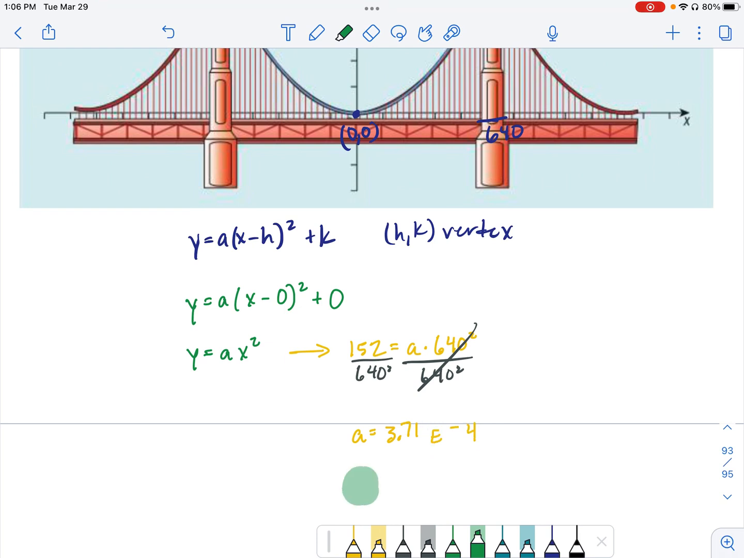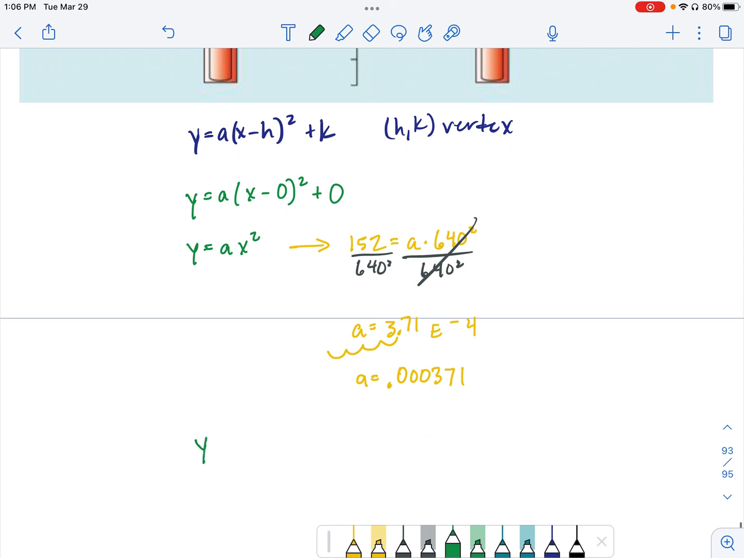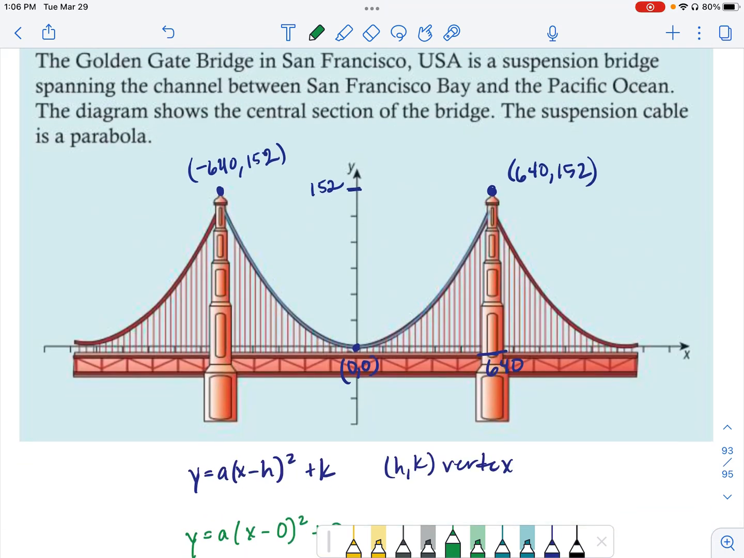So a is going to be, 1, 2, 3, 4, you put 3 zeros in front of the 3, and that's a. And so our equation is y equals 0.000371 x squared. And that equation will help you plot the shape of that curve.